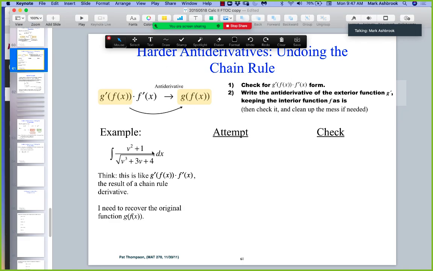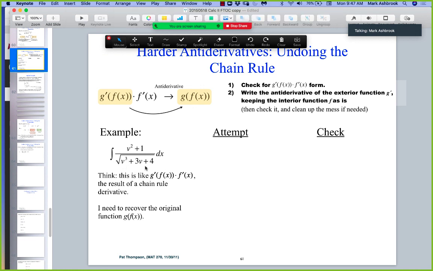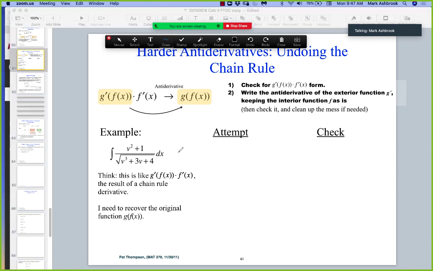And that's right here. So let's do this one right here. So I have the integral of v squared plus 1 over the square root of v cubed plus 3v plus 4. And so the first thing we want to do is always check to make sure it qualifies. So we'll rewrite it as a product, like we said last time. And we've got to make sure it qualifies.